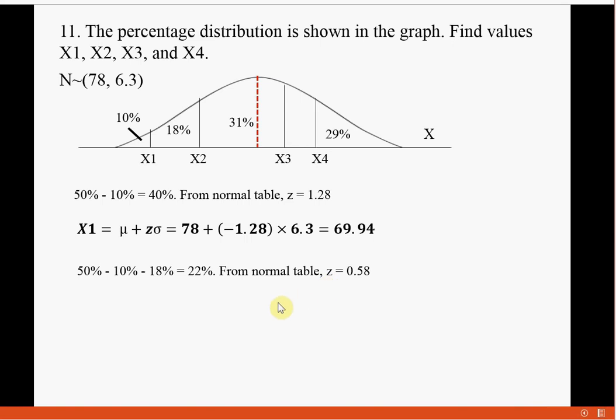Before we bring it into the formula, one thing you need to remember is that this x2 is also located to the left of the mean. Therefore, the corresponding z-score should be negative. You really need to remember this. We bring all the values into the calculation, but this z-score is negative. You complete the calculation, you obtain a value 74.35. 74.35 is the value of x2.